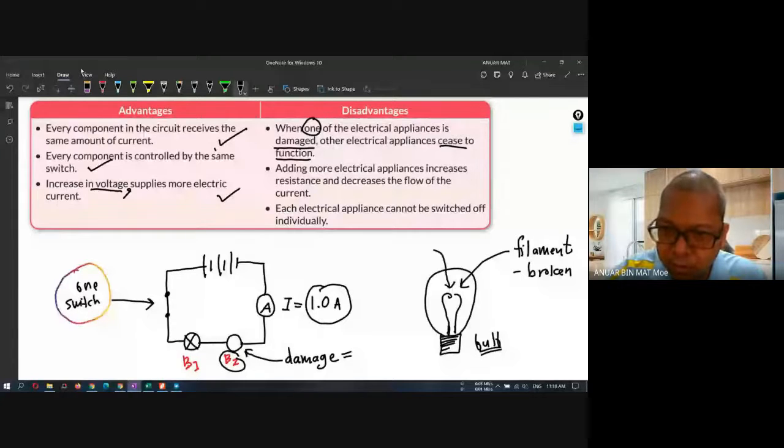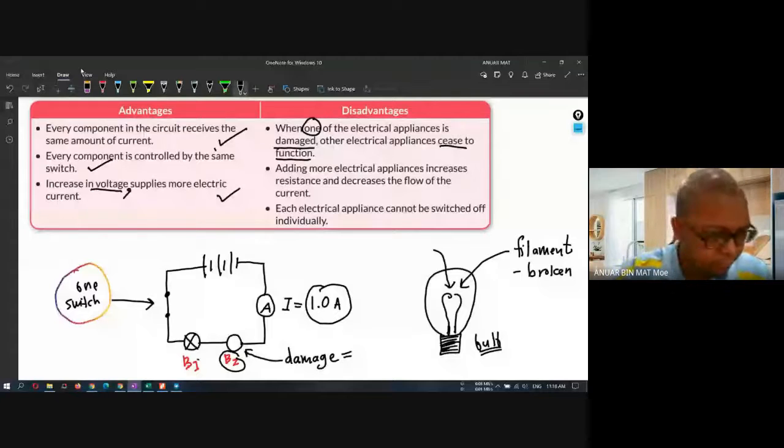So when it is broken, the electrical current cannot go through the filament. So if B2 is broken or damaged, B1 is not receiving any current. It does not receive any electricity. So B2 damaged, no light. B1 is not damaged, but because there is no electricity, B1 also does not light. Can you understand this disadvantage number 1?